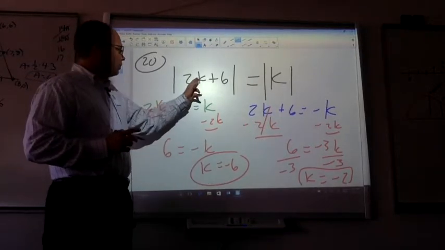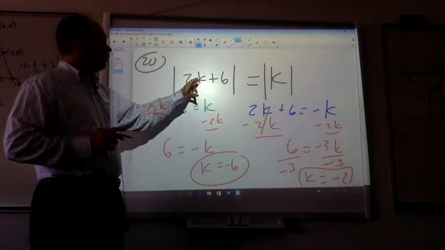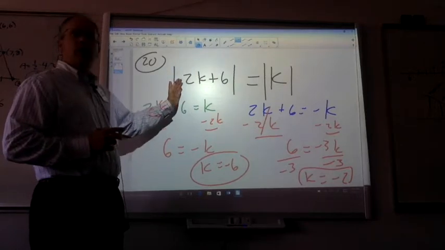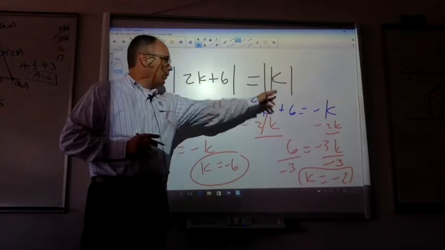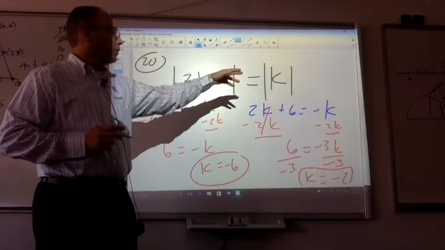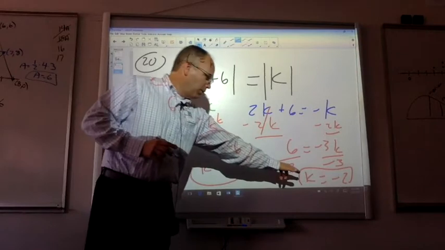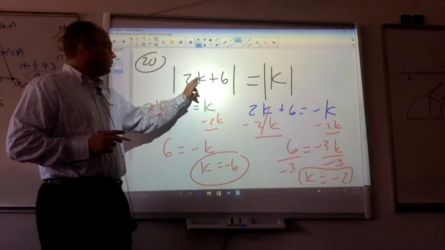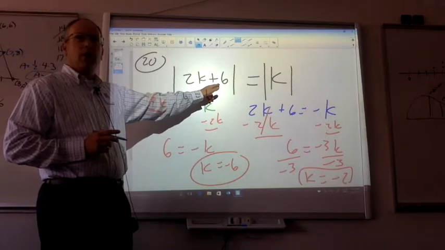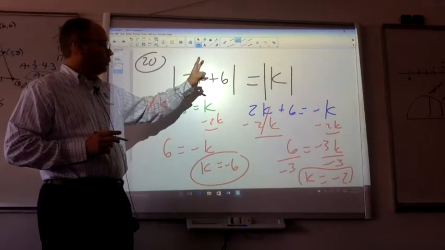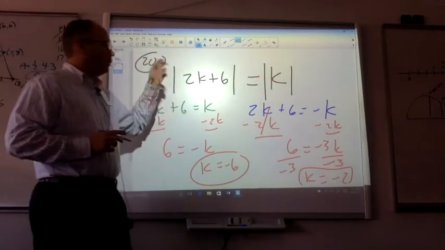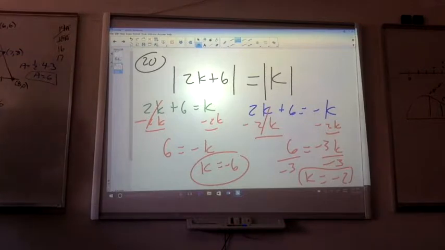If I take negative 6, plug it in, I get 2 times negative 6 is negative 12. Negative 12 added to 6 is negative 6. The absolute value of negative 6 is 6. And then if I plug the negative 6 in here, I'd get the absolute value of negative 6, which is 6. So 6 equals 6. So this answer works. If I plug negative 2 in, same idea. 2 times negative 2 is negative 4. Negative 4 plus 6 is positive 2. Absolute value of positive 2 is 2. If I take negative 2 and plug it in here, I get absolute value of negative 2. So 2 equals 2. Both answers work.